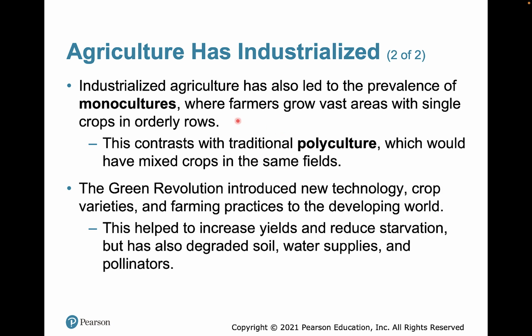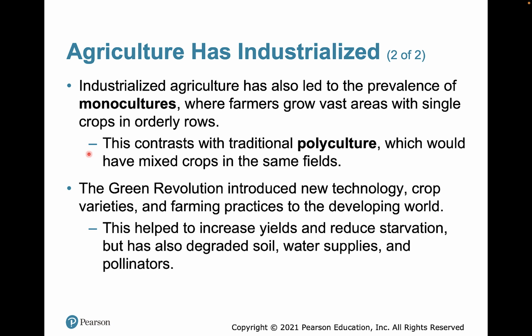Industrialized agriculture has also led to something called monoculture, and we talked about this earlier when we were talking about the trees. Farmers are going to grow vast areas with single crops in orderly rows. So when you drive down Pittstown Road in the summertime and you see rows and rows of corn or rows and rows of beans, that's considered monoculture. Mono is one, culture is culture. So you grow one species.